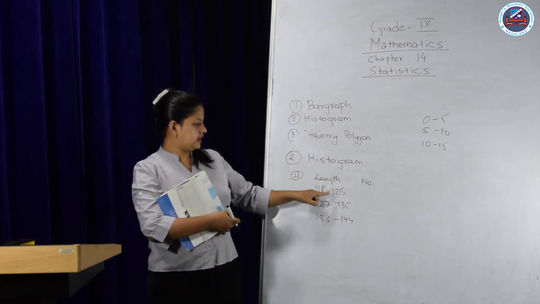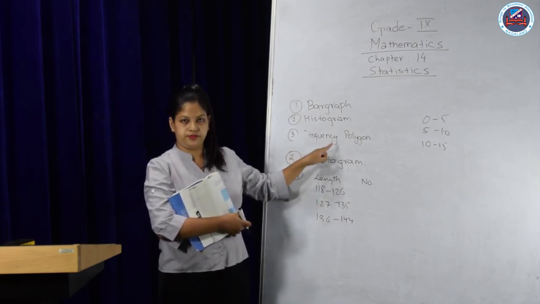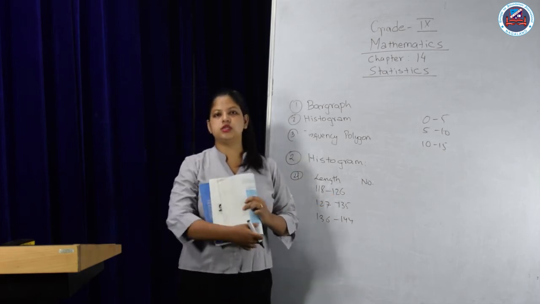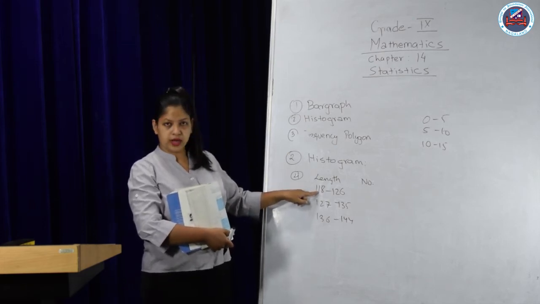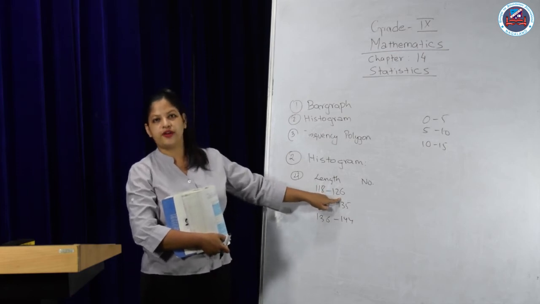But I have told you clearly these two have to be equal. Then only you can draw a histogram. So in that case, since they are not equal, we can make them equal. And what is the process for that? In the lower limit, decrease 0.5, and in the upper limit, increase 0.5.